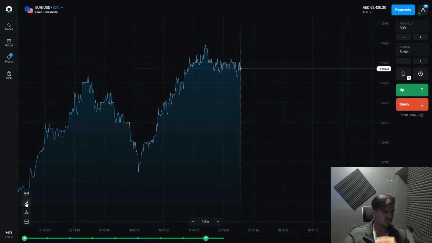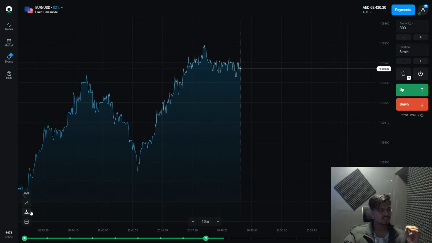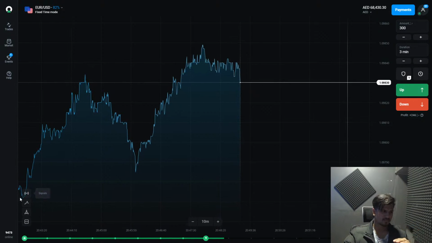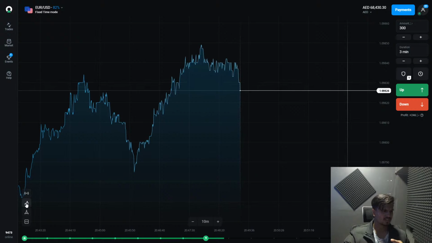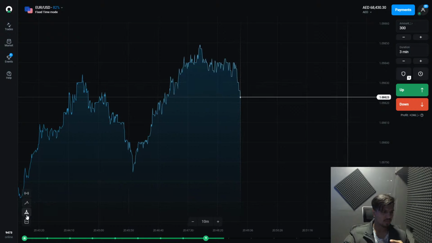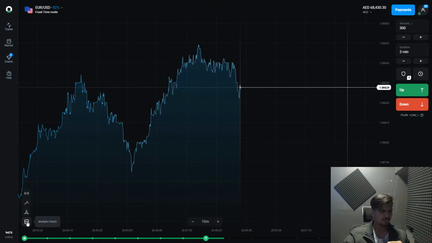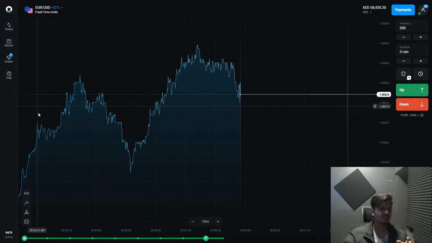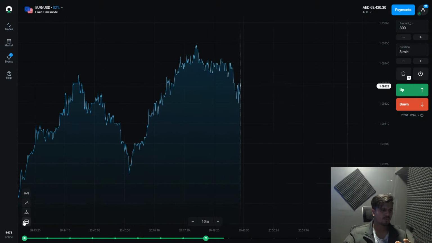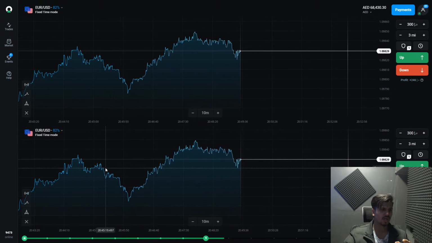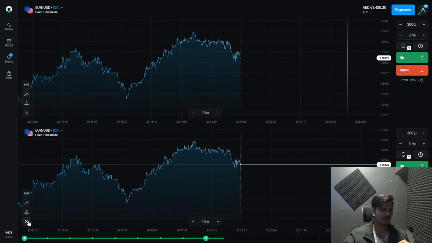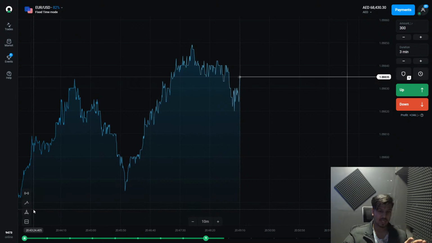Then you have to see four things, four icons. The first one is signal, the second is chart types, the third one is technical analysis, and the fourth one is multiple chart. It means this is showing one graph now. After you click on multiple chart, you can select two graphs here. We don't need two graphs, one is enough and one is best.